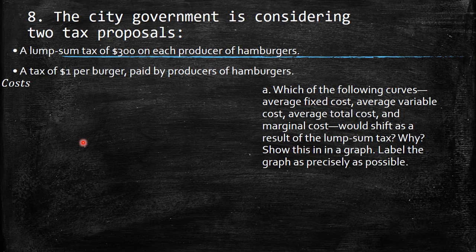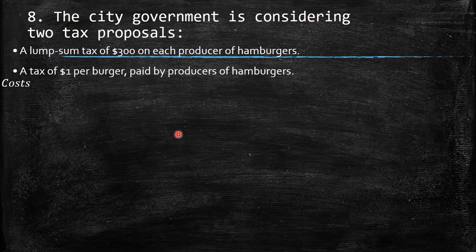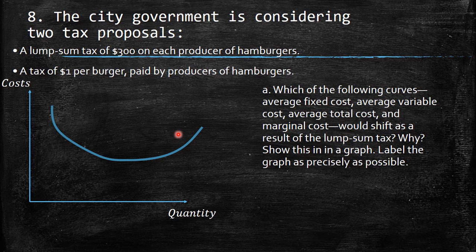So here we have the other curve, which is going to be the average variable cost. It usually has this shape, a decreasing part when the marginal cost is down here, and when the marginal cost cuts the minimum of the average variable cost, it's going to be the increasing part. So remember, because the lump sum only affects the fixed cost, it's going to remain exactly the same.